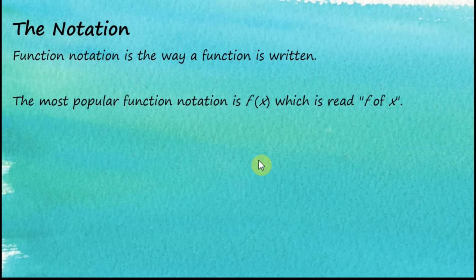The notation of functions. Function notation is the way a function is written mathematically. How do we write functions? The most popular function notation is f(x), and this is read as f of x. This is the most common way to write functions. In this notation, f(x) is the image and x is the object.